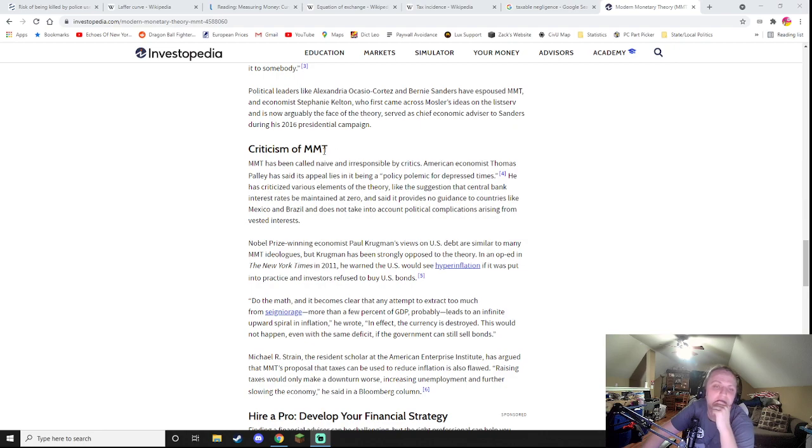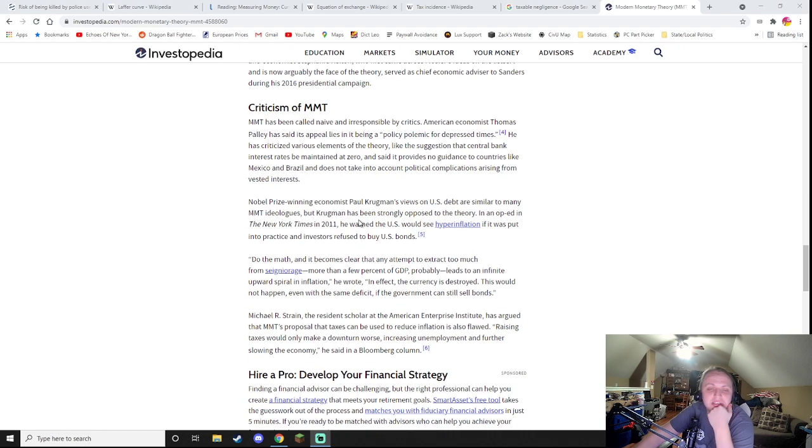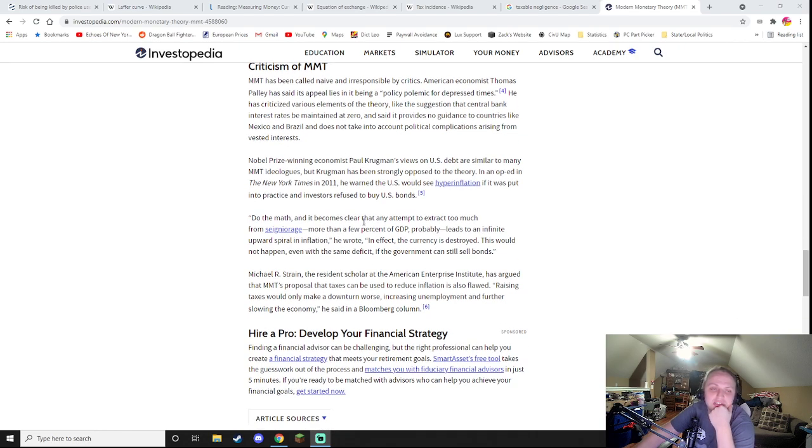It has been called naive and irresponsible by critics. Thomas Palley said its appeal lies in being a policy polemic for depressed times. He criticized various elements of the theory, like the decision that central bank interest rates may be maintained at zero. He said it provides no guidance to countries like Mexico and Brazil, and does not take into account political complications arising from vested interests. His views on the U.S. debt are similar to many MMT ideologies.